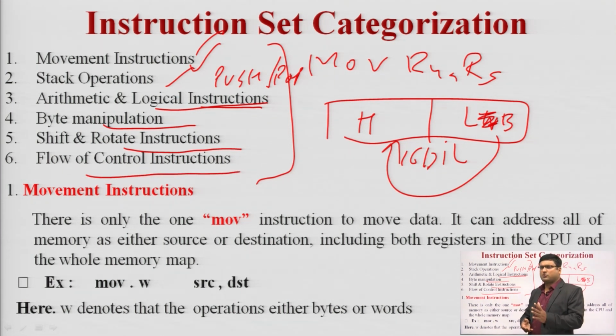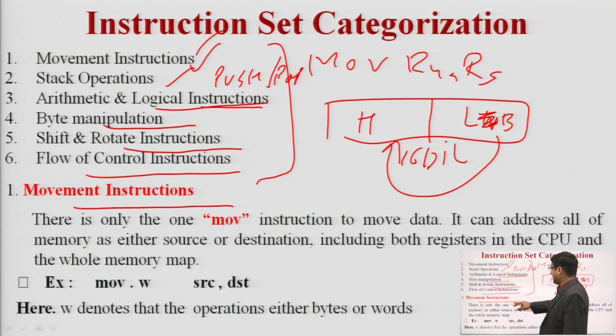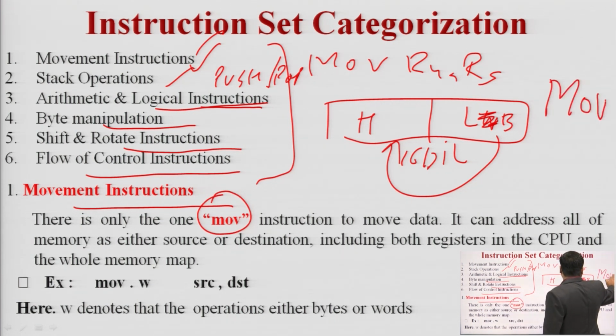It is not possible to learn all the instructions. We will only look through the instruction set categorization. So let us start with the first category, movement instruction. As the name implies, we are moving something. We are moving the value from one register to another register, one operand to another operand. It is carried out through only one instruction, that is MOV. Move means we are moving the value.